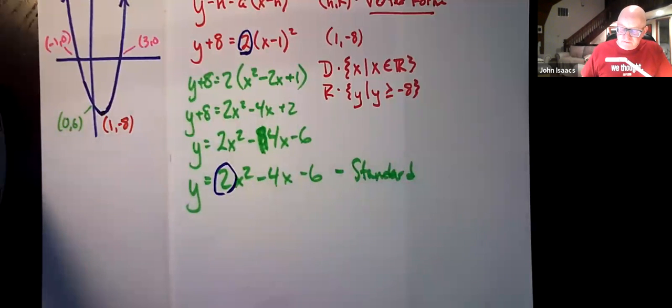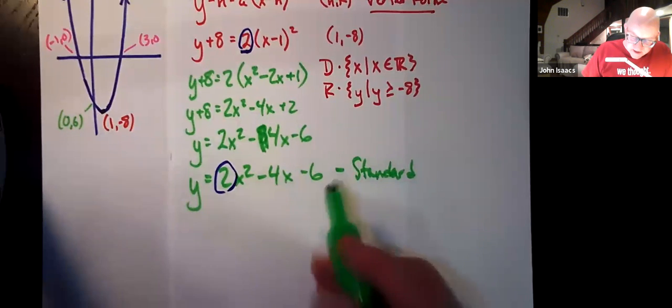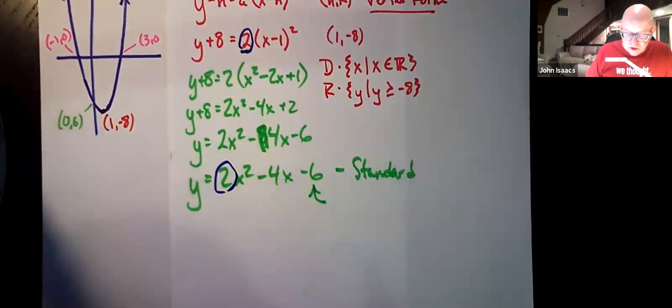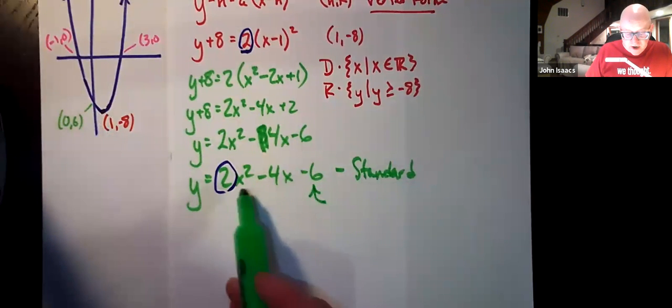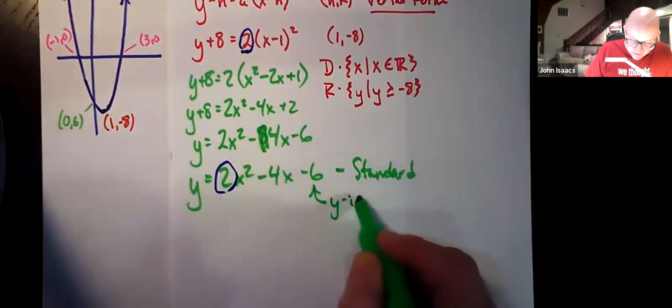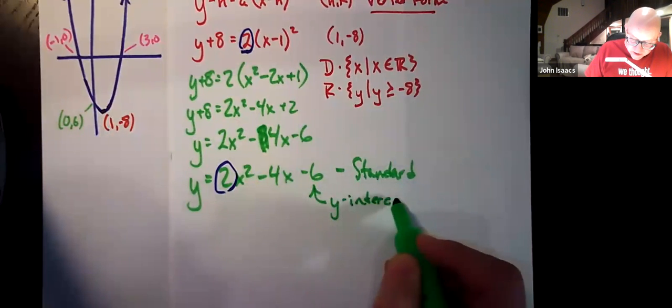Whether it's upside down. The -6 shows you the y-intercept. It's always going to show that because when you put in 0 for x, these two terms go away. So in standard form, you can see the y-intercept very easily. All right, so that's a nice thing.